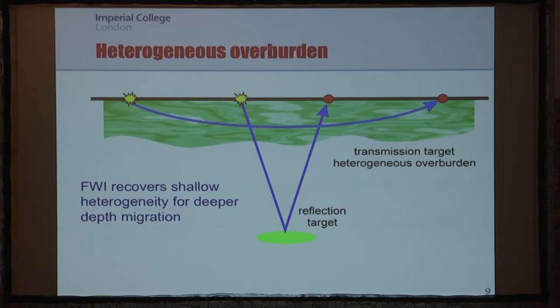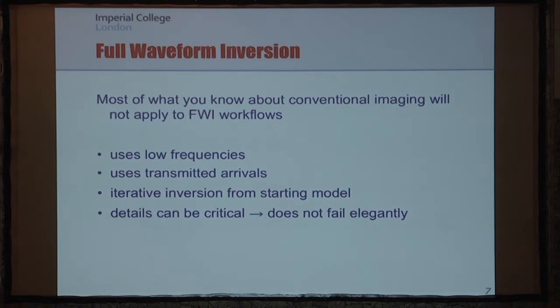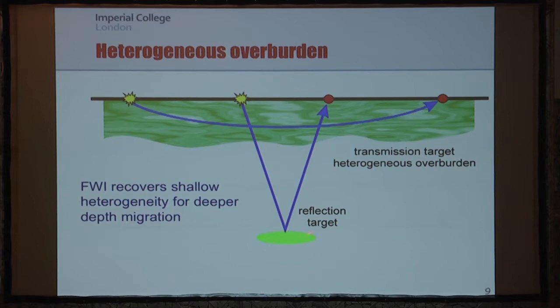And then having done that, we use these ray paths to migrate the data that comes down here. So this data is migrated using this model that we've built from full waveform inversion. So two steps: use the shallow wide-angle data to build this model, and then having done that, use the deeper, shorter offset reflected data to migrate through that shallow velocity model. That's a typical workflow, not the only way, but a typical workflow that's used in full waveform inversion.